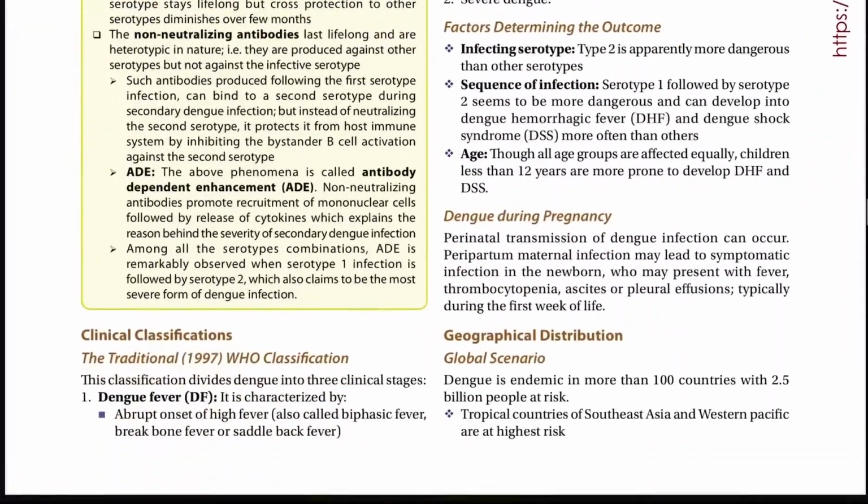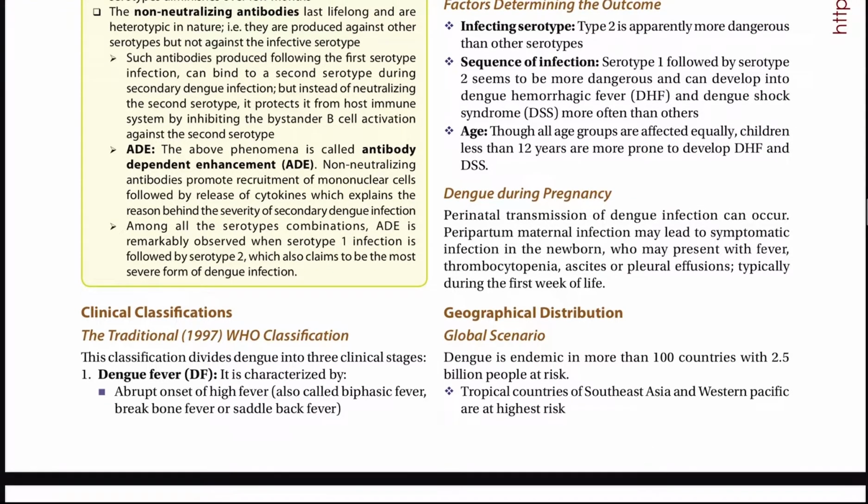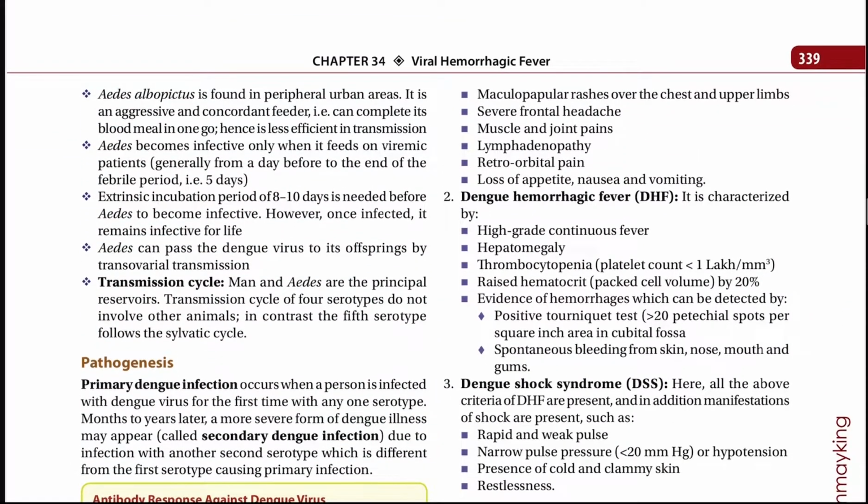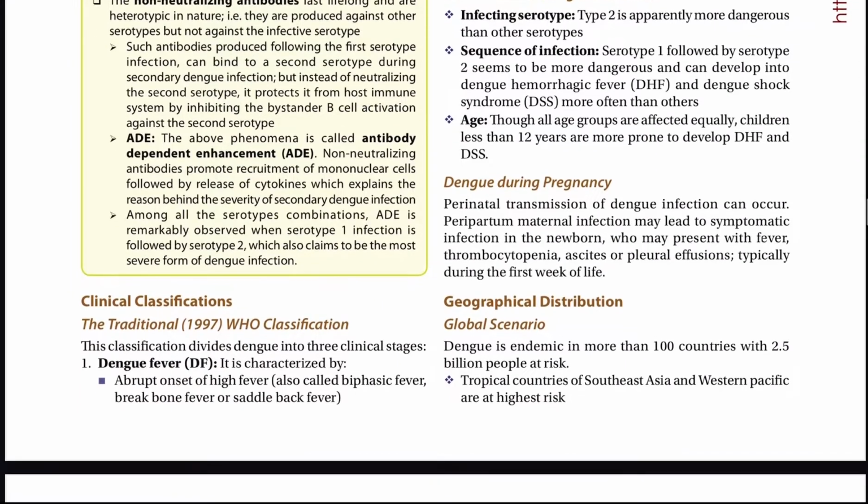So in clinical manifestation, there are three clinical stages: dengue fever, dengue hemorrhagic fever, and dengue shock syndrome. In dengue fever, the fever is abrupt in onset, and it's biphasic, also called backbone or saddleback fever. There are maculopapular rashes on the chest and upper limb. The headache is severe. Muscle and joint pain is present. Lymphadenopathy is present. Retroorbital pain is present. Loss of appetite, nausea and vomiting.